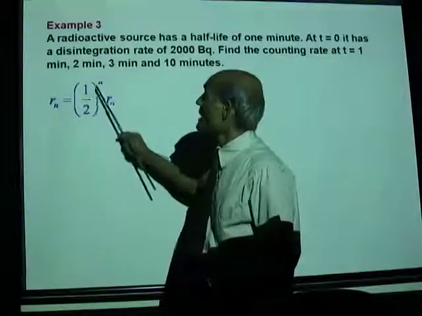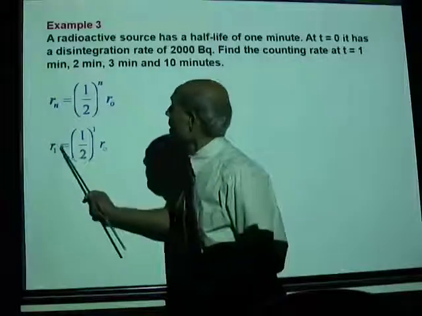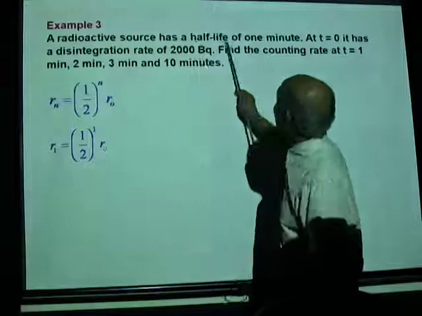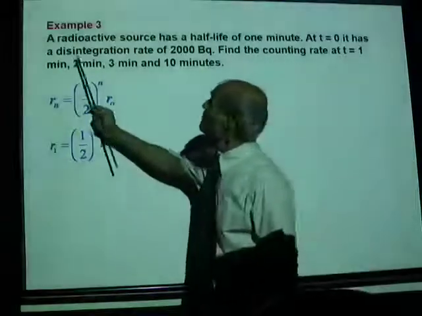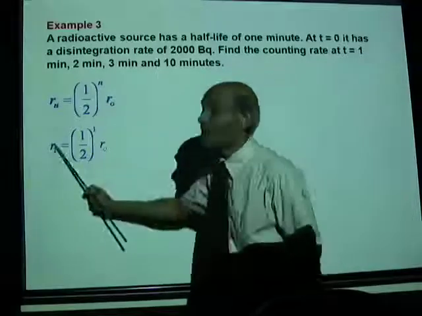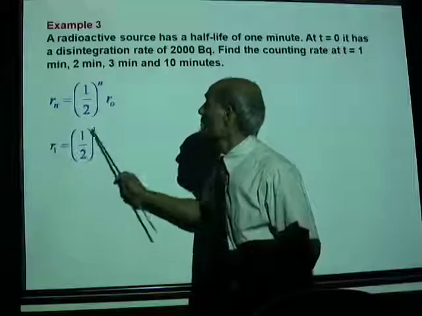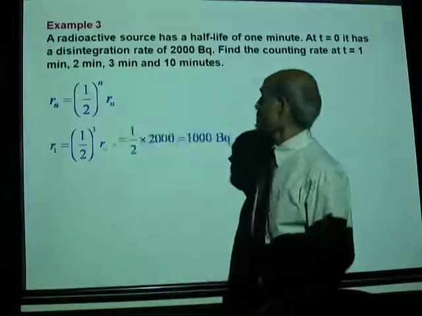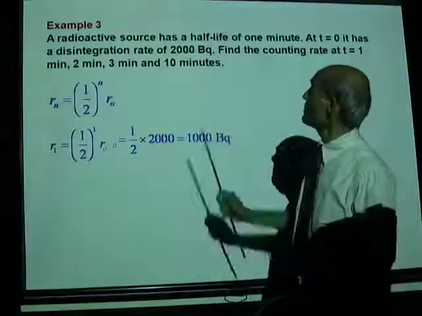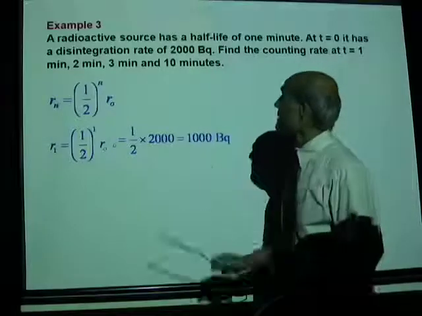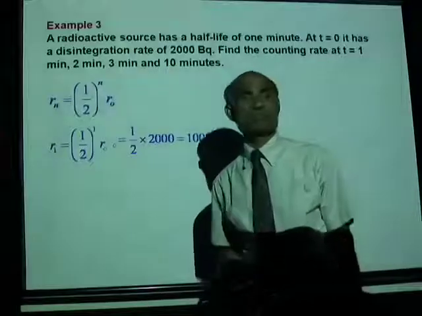Rn equals 1/2 to the power of n times R0. Now, the half-life of this sample is 1 minute. Therefore, what is the disintegration rate after one half-life? That means after 1 minute, it will be 1/2 to the power 1 times R0, and that will be 1/2 times 2000, that is R0. So after one half-life, you have 1000 becquerel as the rate of disintegration.